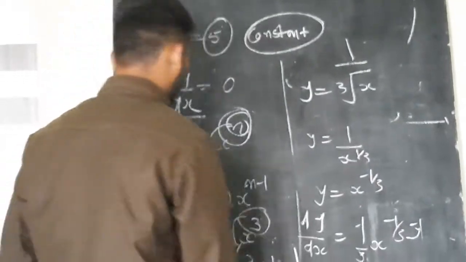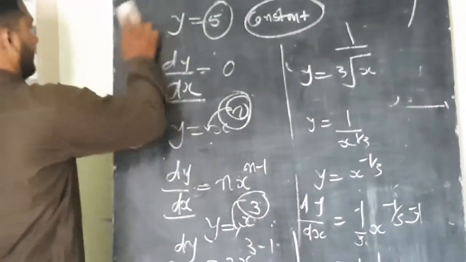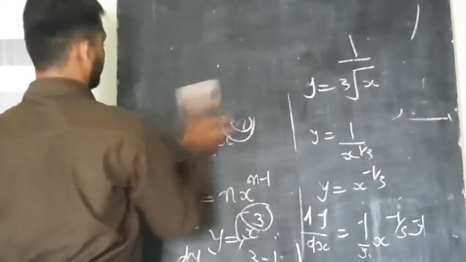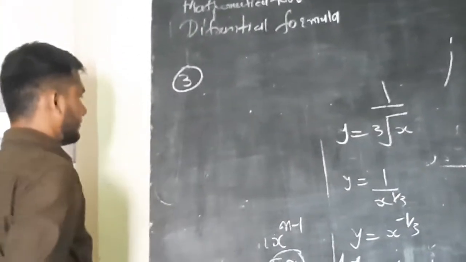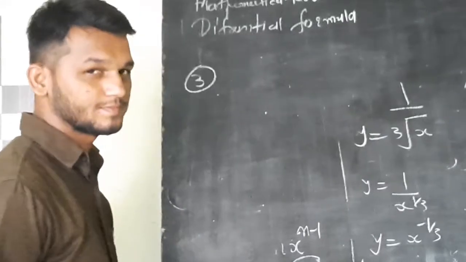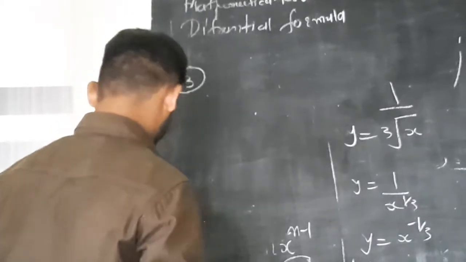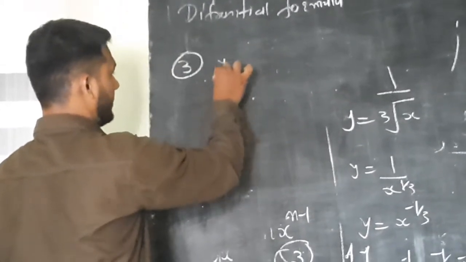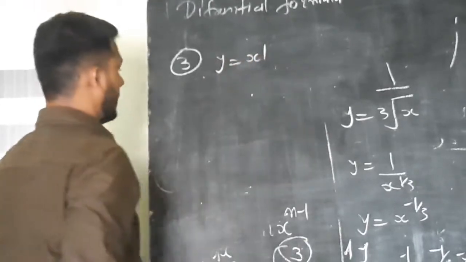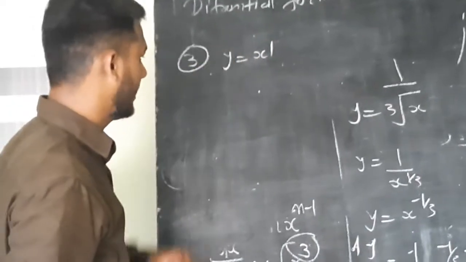Now we have taken formula number 3. So see here, y is equal to x raised to 1. So our third formula is y is equal to x raised to 1.